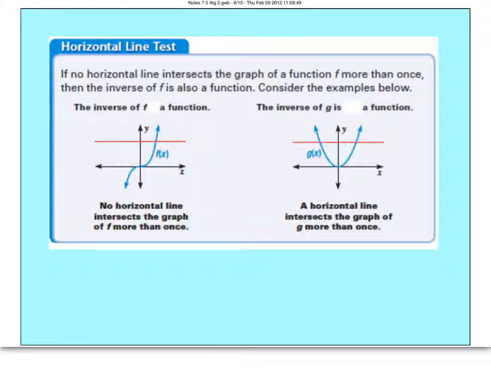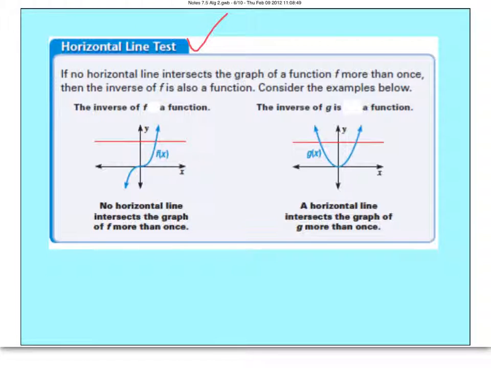So if they give you an original equation, I can do the vertical line test to see if it's a function. But what if I want to know about its inverse? I first would have to find the inverse and then do the vertical line test to that. There is a shortcut, and I'll show you that. It's called the horizontal line test.